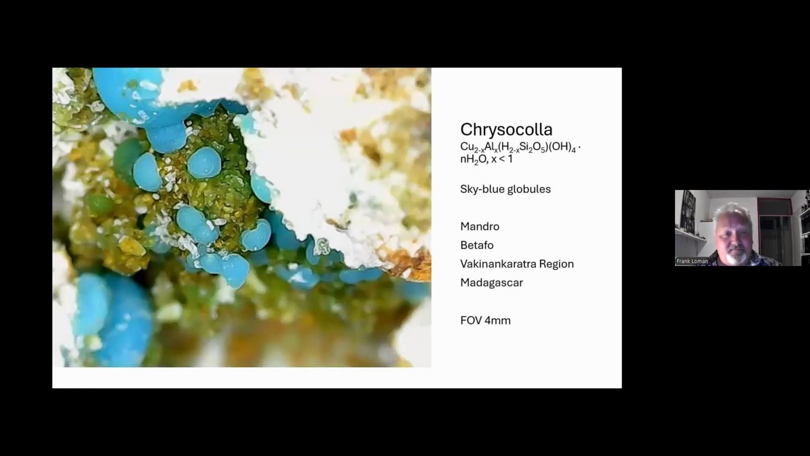This is a particularly nice one. These are sky blue globules of chrysocolla from Mandro in Madagascar. I've never seen them this bright blue.